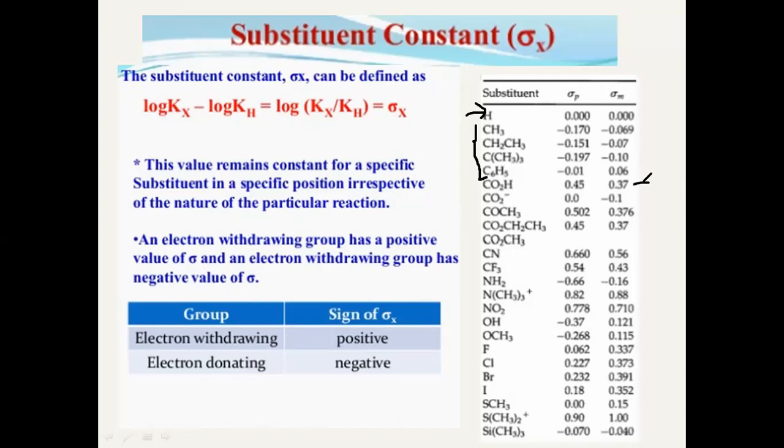Then positive. Then continue positive. When you got electron donating group, negative. So donating means OH. You see phenol, OH again donating. So minus. But if OH is present at meta, it is what?